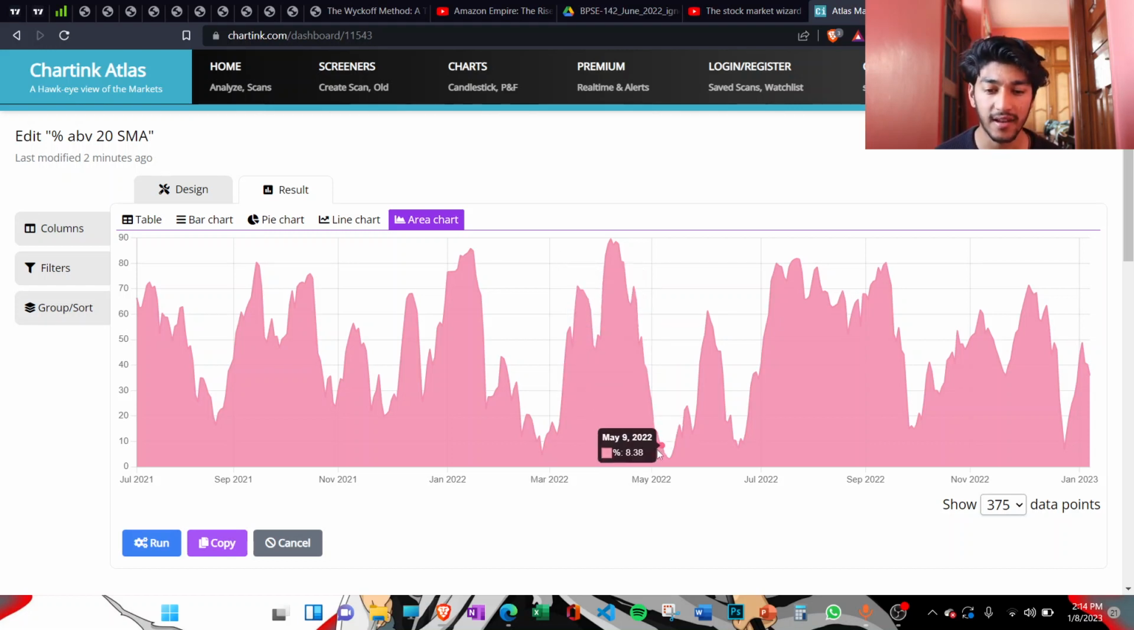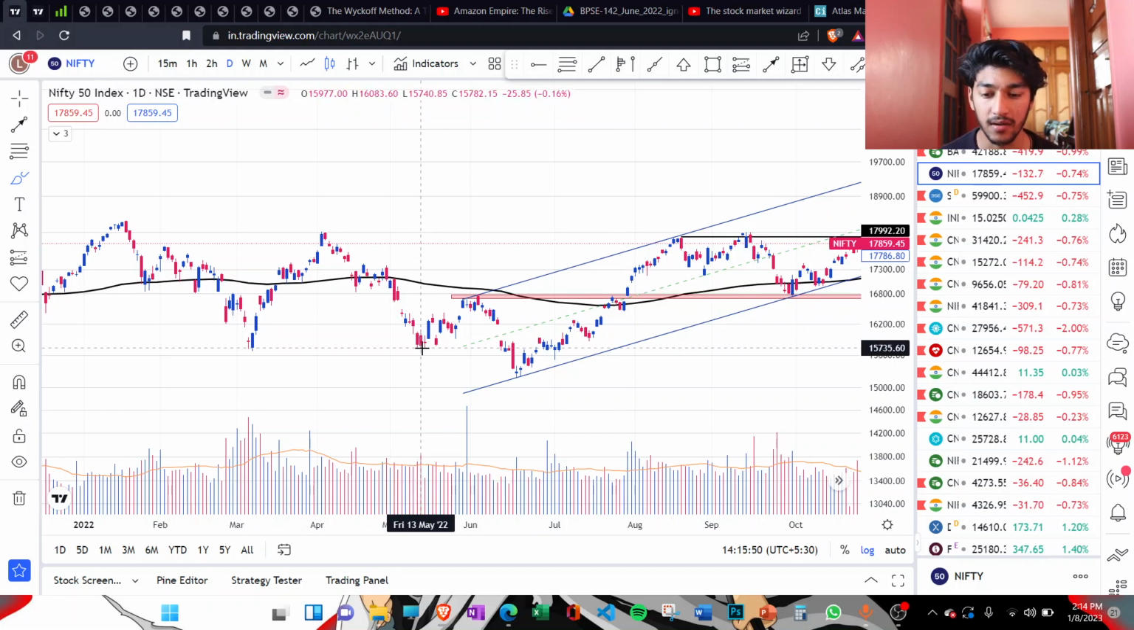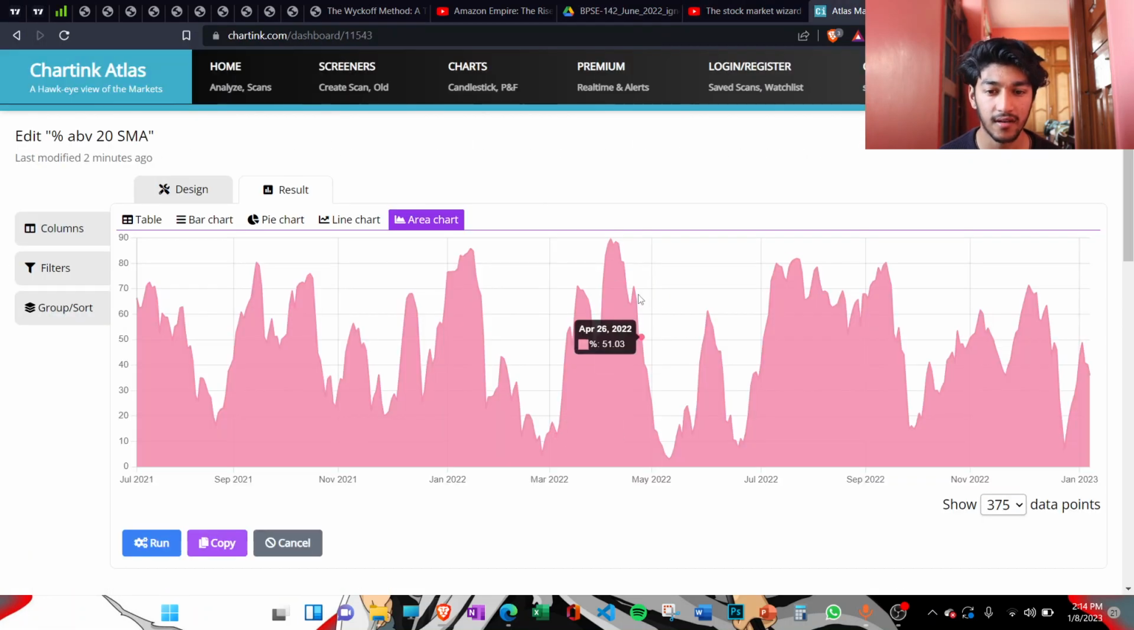So again, if you see after that, what happened after this fall? So this was May 12, 2022, when the percentage of stocks above their 20-day moving average fell to 2.97%. So let's take a look at what happened in Nifty. So if you see this area here, this was May 12, right? It started falling, and here also it started falling, and this was the bottom.